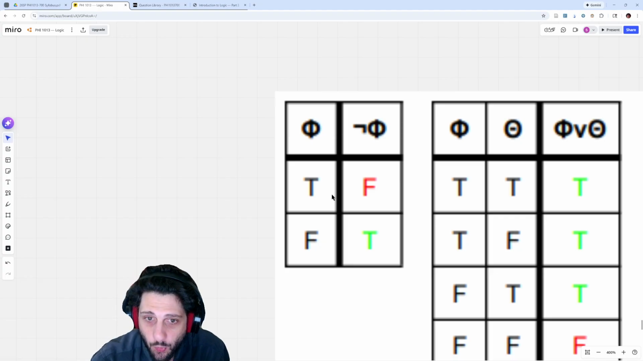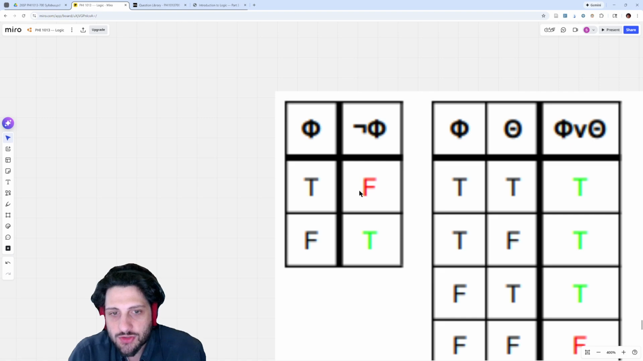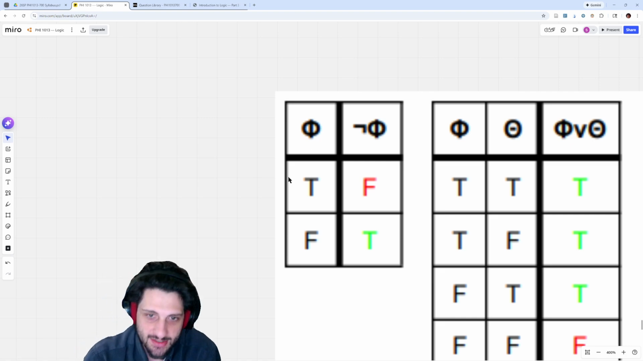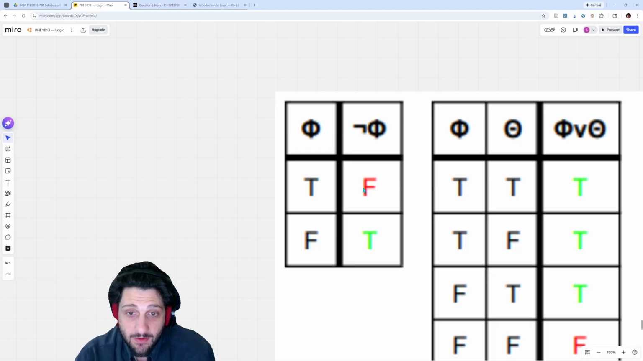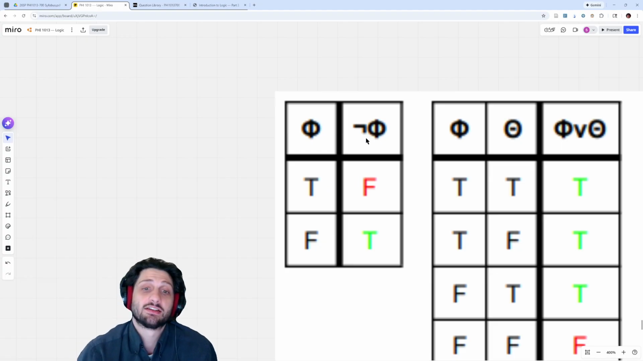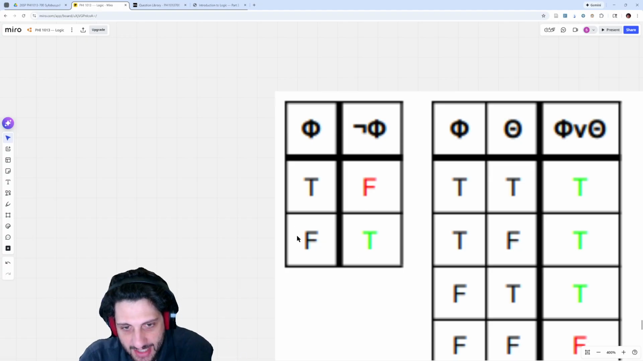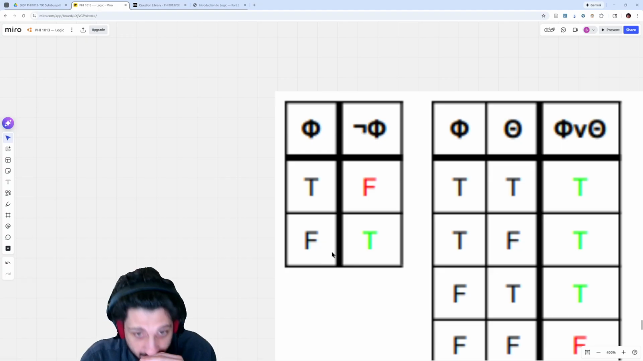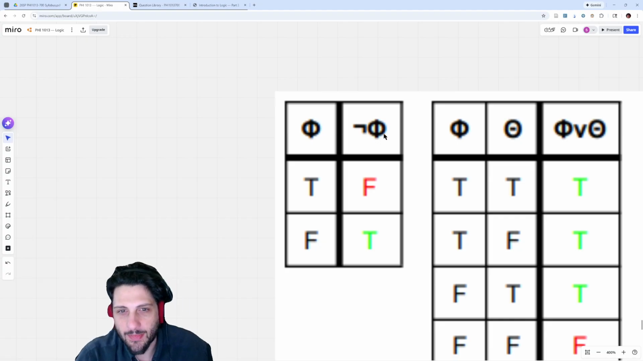So, I look in world one, and in world one, if I'm thinking about phi is true, then to say not phi is false. So if phi is something like Santa Claus exists, and in world one it's true that Santa Claus exists, then it would be false to say Santa doesn't exist. But if in world two, the second row, Santa really doesn't exist, that phi is false, then it would be true to say it's not the case that Santa exists.